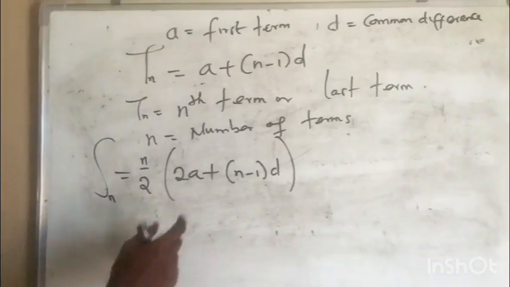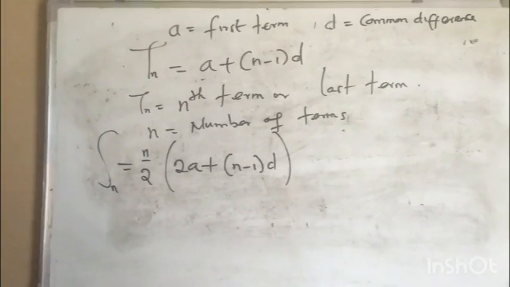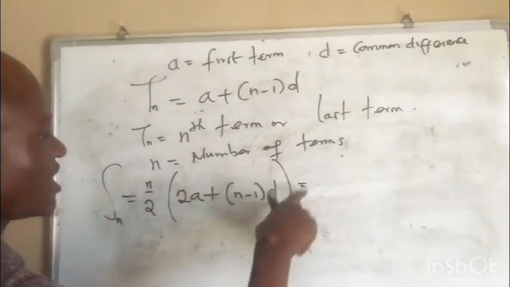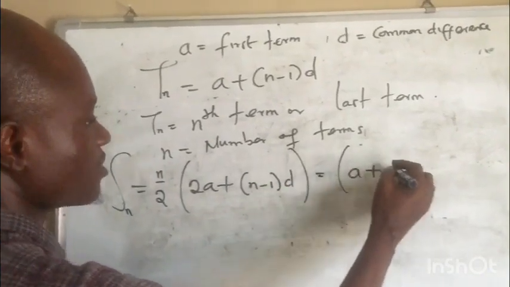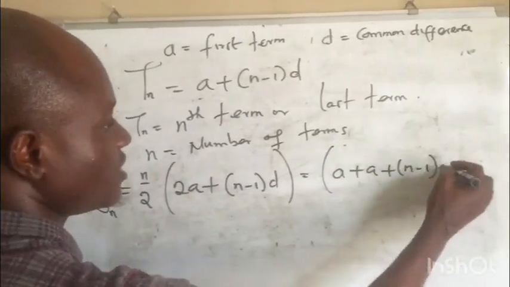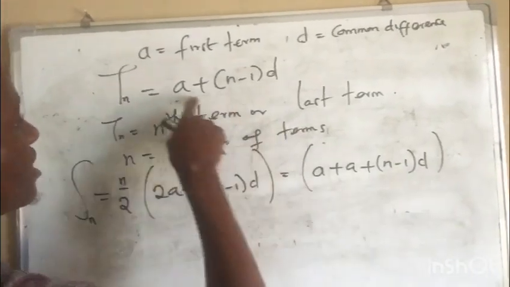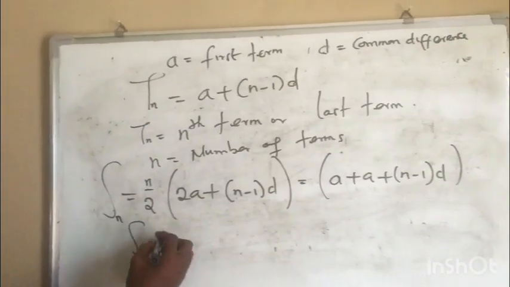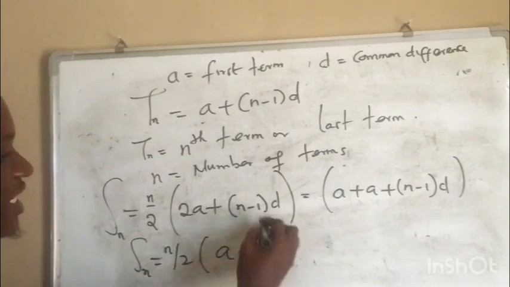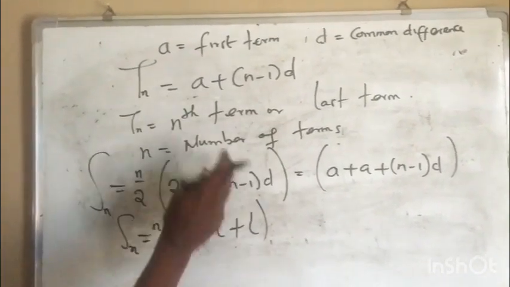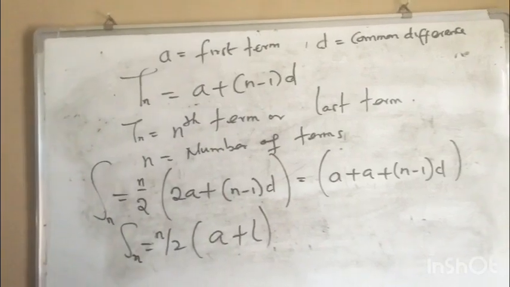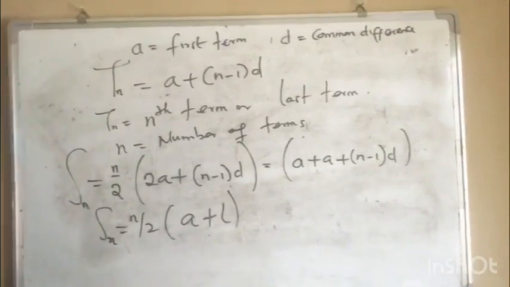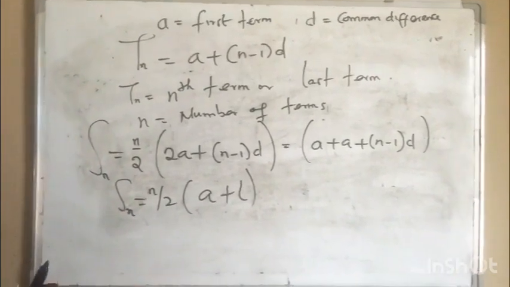This is the formula. I can bring out another formula here, because if you check, inside the bracket I can write a plus n minus 1 d. Now a plus n minus 1 d is my last term, or nth term. So I can say Sn equals n over 2 into bracket a plus the last term, or your nth term. You can see this formula in these two versions. That means if you are given the last term and the first term of any sequence, it's easy to get the sum of that sequence.